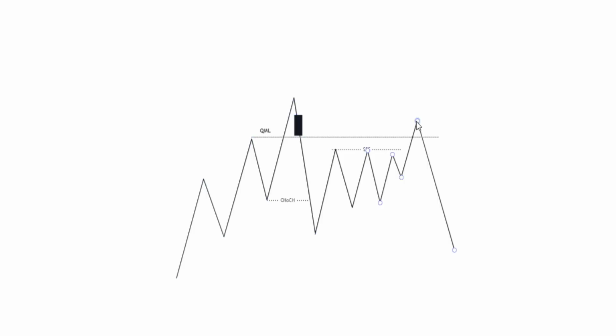Now when price comes back, we're going to wait for price to mitigate this level. In some cases, we do see price come mitigate this level and push to the downside immediately. And in some other cases, we might see price coming deeper to mitigate the order block. This is how these setups look.